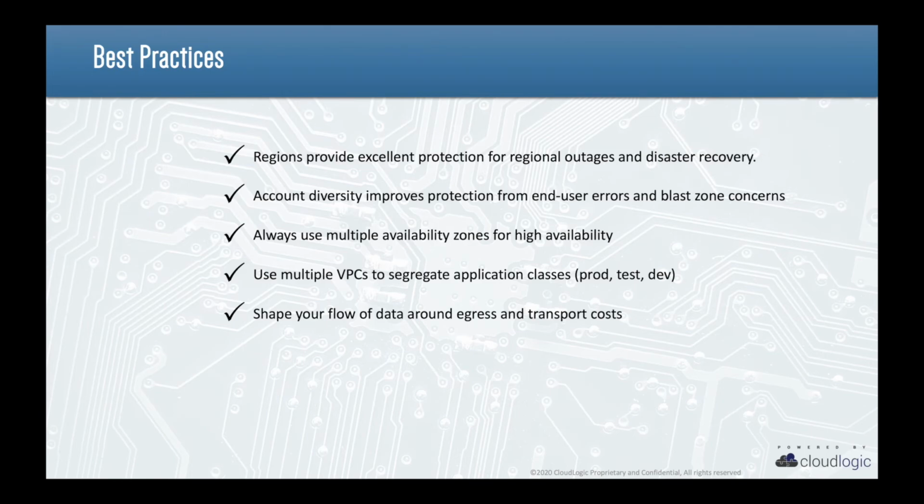Shape your flow of data around egress and transport. This is an important thing to remember because, as we saw, traffic flowing in one direction can be 8 times more expensive than traffic flowing in the other direction. And by the way, that's per gigabyte. So if you're sending petabytes and petabytes of information from one region to another, the direction that it flows is crucial to having an impact on your costs. A great best practice is remembering that good architecture always balances, and is always pulling the tension between, performance and scale, cost, and resiliency and availability.